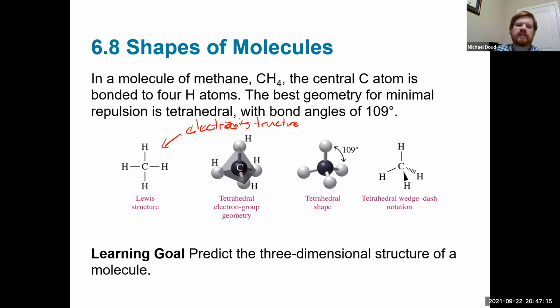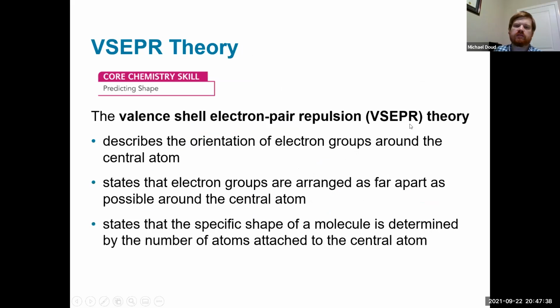Now, when these actually arrange themselves, rather than being at the four corners here, they're going to get to the corners of a tetrahedron, which is a three-dimensional shape that we're going to be exploring in lab on Monday. So that's our tetrahedral shape. And then we have the wedge and dash notation we'll talk about here. So that's what we're going to talk about now: how does the Lewis structure tell us about the shape that the molecule takes on?